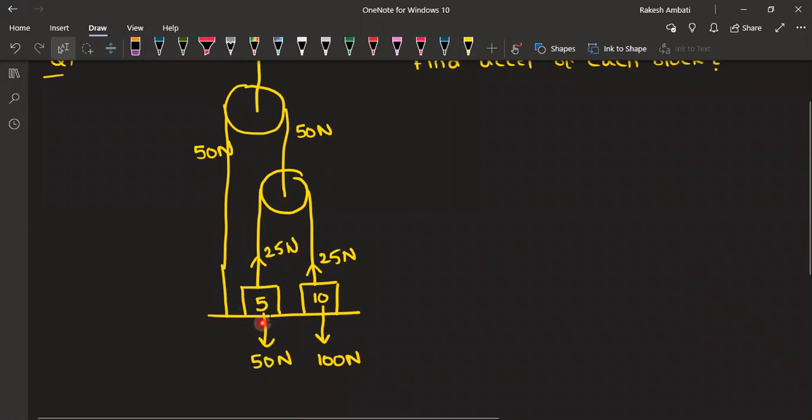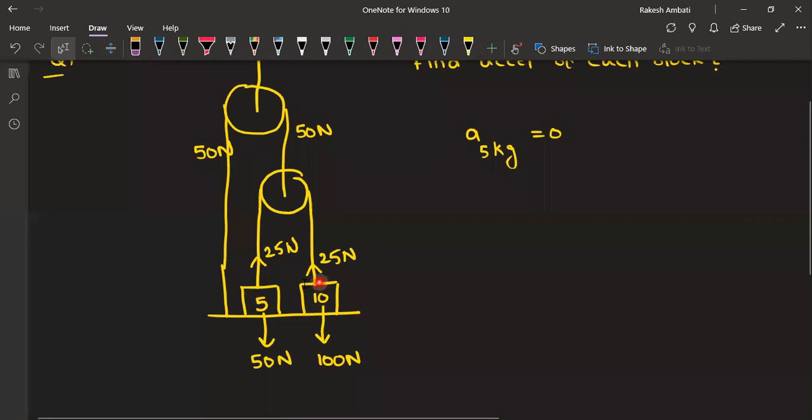I told you already, to lift the 5 kg block, minimum we require 15 Newton. But in this case, what is the lifting force? Lifting force, the tensional force, is only 25 Newton. So this 25 Newton is not sufficient to lift a 5 kg block. So in this question, acceleration of the 5 kg block is 0 because it is not lifted. So still at rest position.